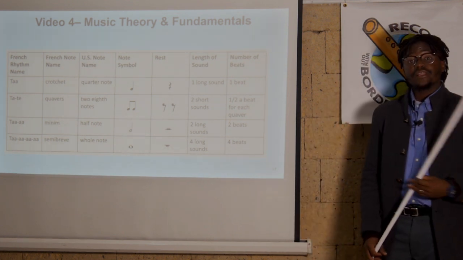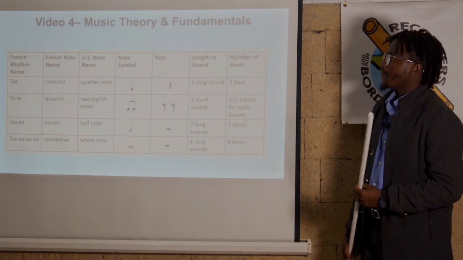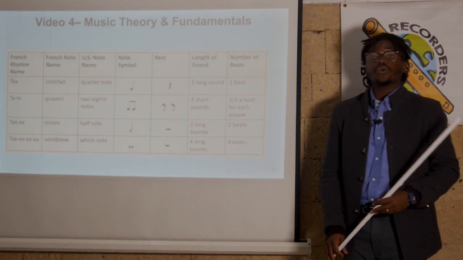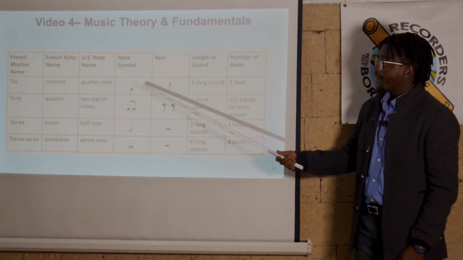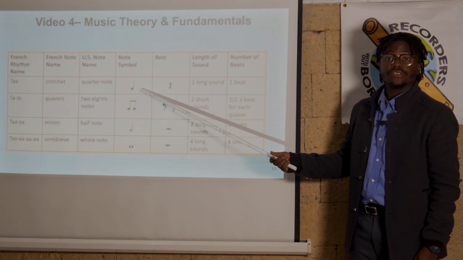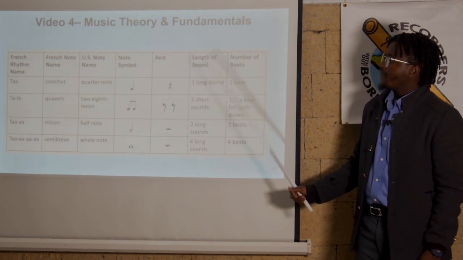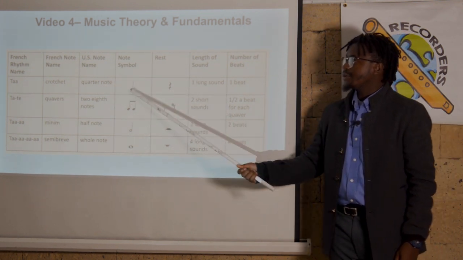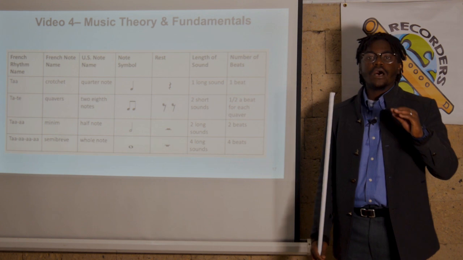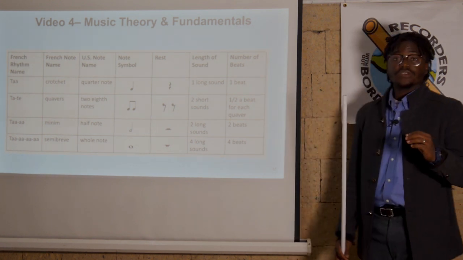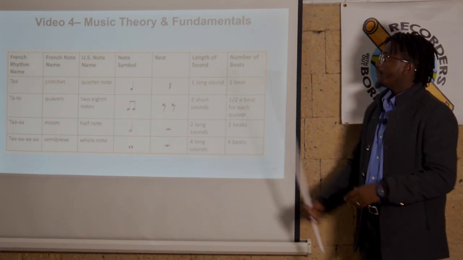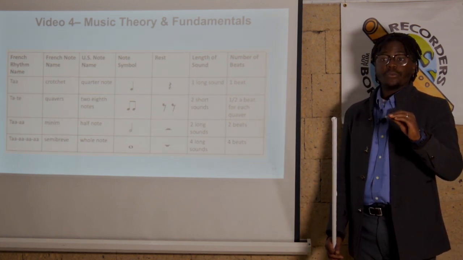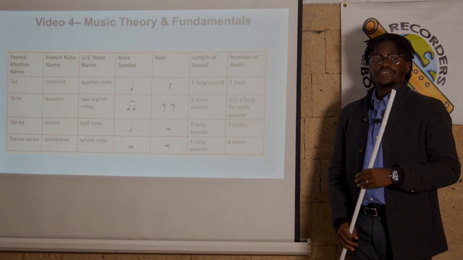So we're going to start with the first, which is the crochet. The crochet is also called the quarter note, which goes by this symbol. This is the symbol of the quarter note, and we also have a rest for it. When you're talking about the crochet, it goes by ta. So it's one long sound for one beat. But when you come to its rest, it's a silent beat while playing the crochet.